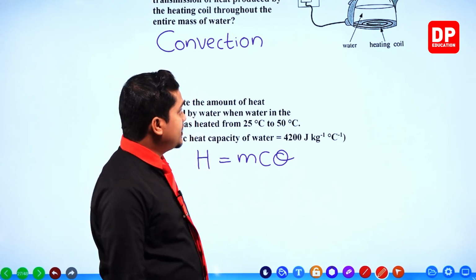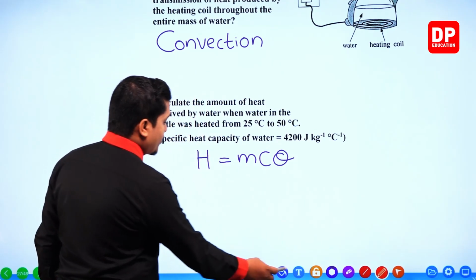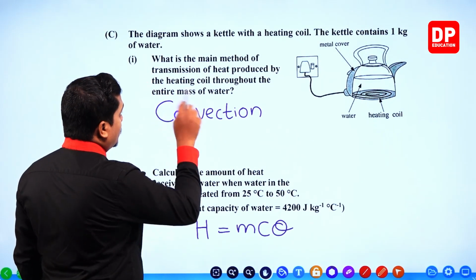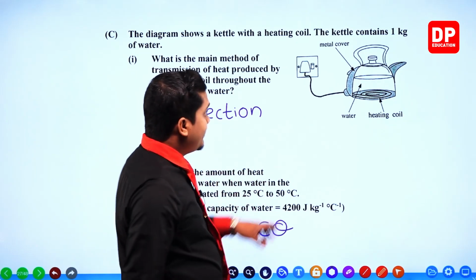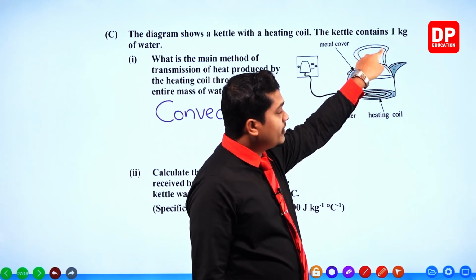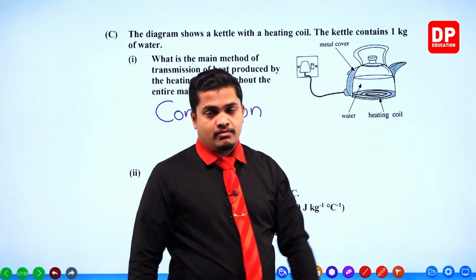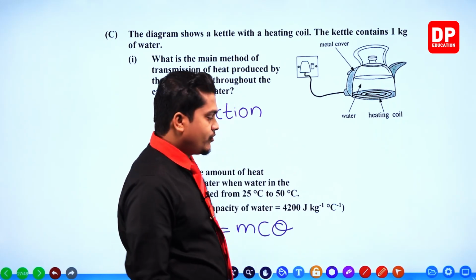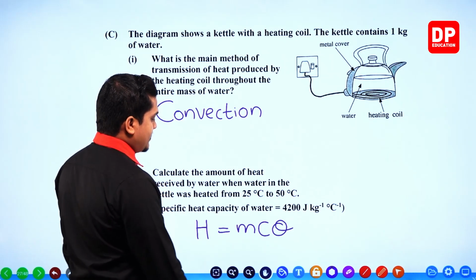Now here, the question has given, right? When I was starting the question, can you remember? I was talking about the question. I was telling that it contains how many kilograms of water? 1 kilogram of water. So mass of the substance is equal to 1 kilogram, right? So M means the mass.